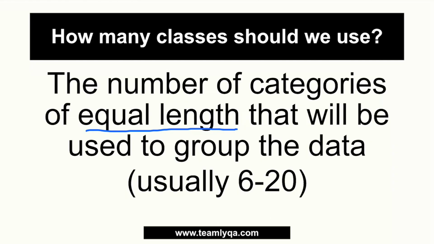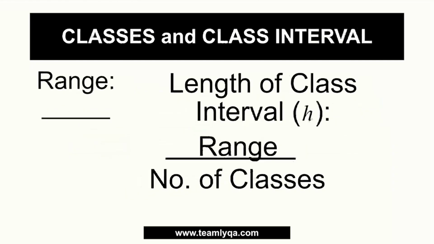Ano ibig sabihin nun? Dapat yung range ng bawat isang class ay pare-pareho siya dapat. And usually yung classes, nasa range siya ng 6 to 20 classes. Now, kung medyo na-confuse kayo sa mga terms na yan, papakita natin kung paano siya gamitin. Again, yung meron tayong classes and class interval. Ang idea is, kukunin mo muna yung range. So again, it's the biggest number minus the smallest number.